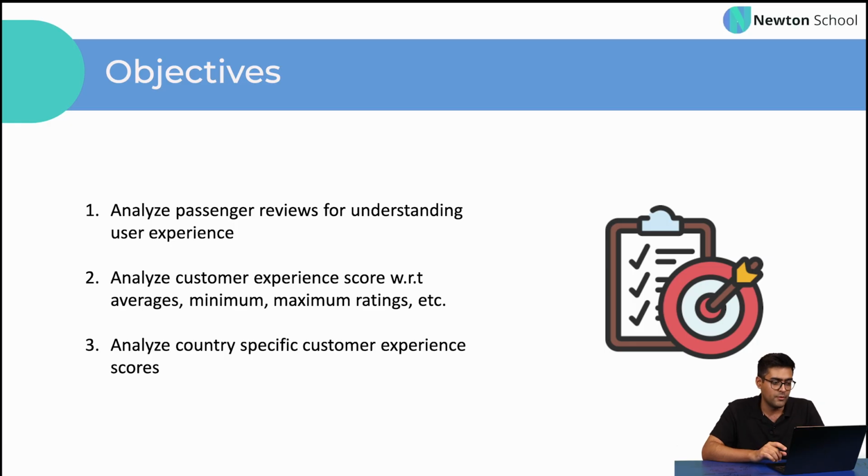Oh, before moving to the demo, there are three objectives that we want to cover. Three objectives are: we want to analyze passenger reviews for understanding user experience. We want to analyze customer experience with respect to their averages, minimum, and maximum ratings. So, to give you in very layman language, there is a certain rating that a customer gives, but what was the best rating or the maximum rating any customer gave, or what was the minimum rating any customer gave, so that we know the variation between it, that you can do in one table itself, right? And we'll use calculation fields to create that.